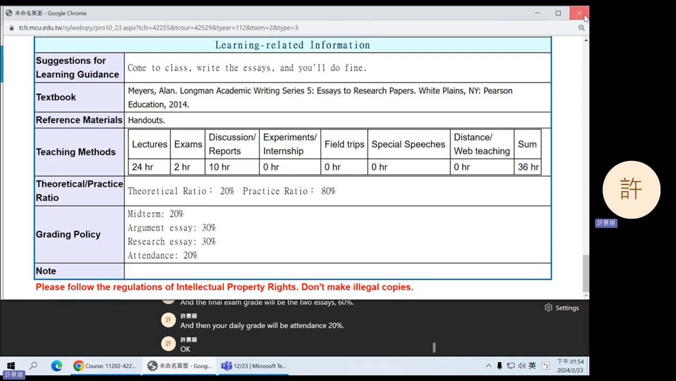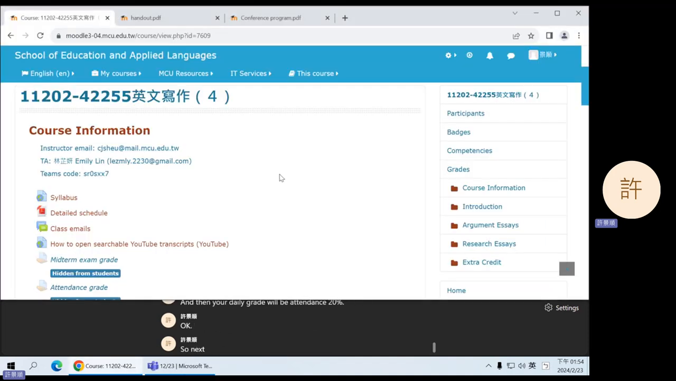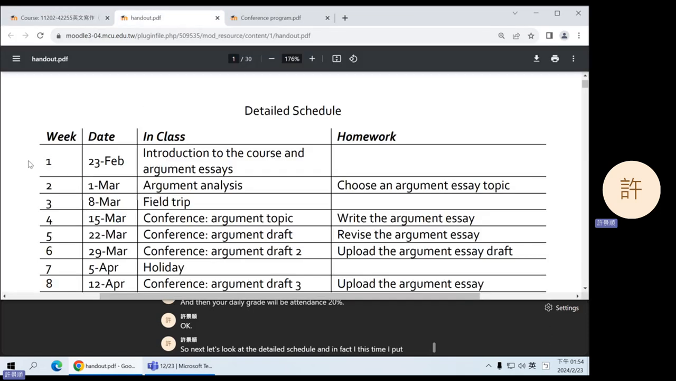Okay, so next let's look at the detailed schedule. And in fact, this time I put it as part of the handout. So I'm going to pass that out now.